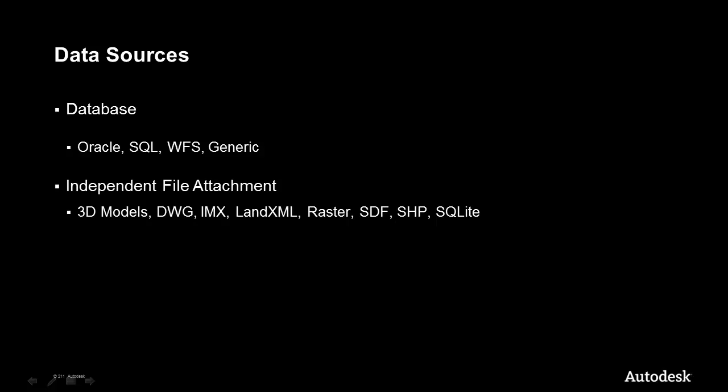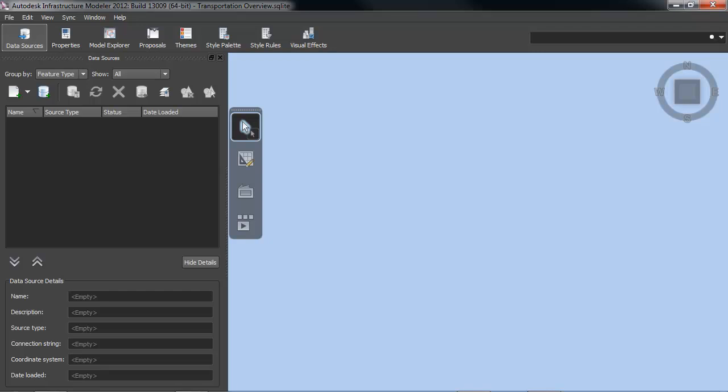So now that we've discussed the data sources and data types, let's move back to our project and see if it's done being created. You can see there it's opened up the project for us, and we're left with a blank screen. And you notice here it's opened up the data sources for us, so we can go ahead and start attaching data. But before we do that, let's just quickly go over the interface of Infrastructure Modeler.